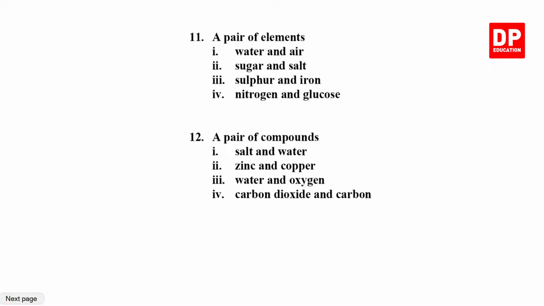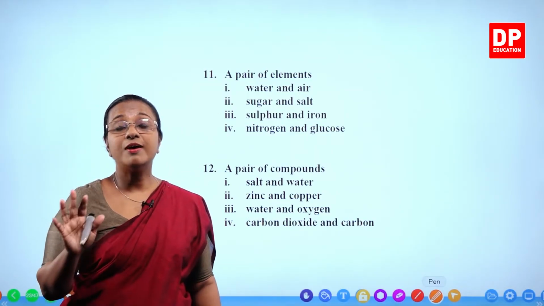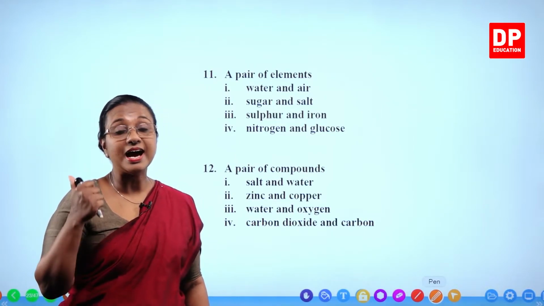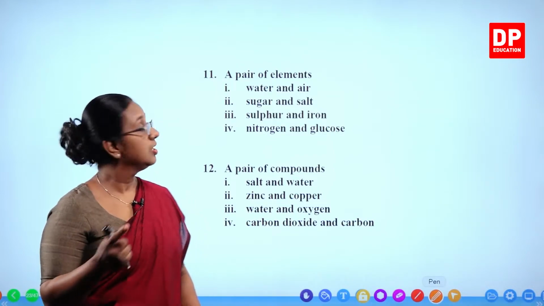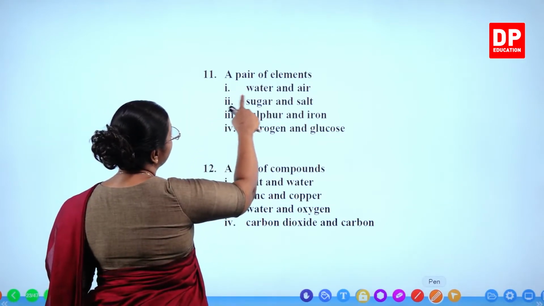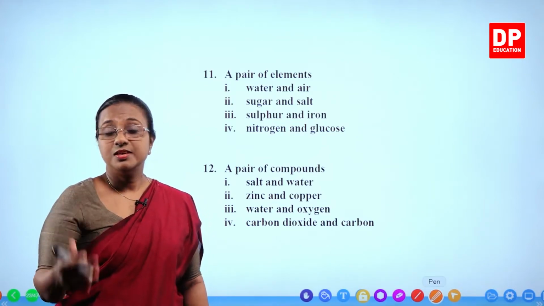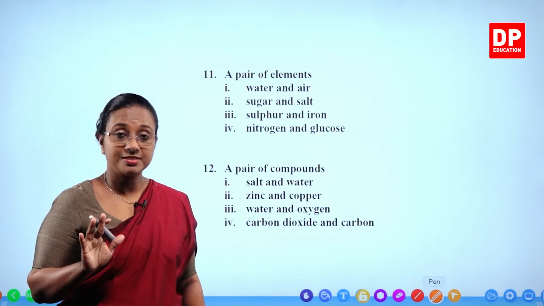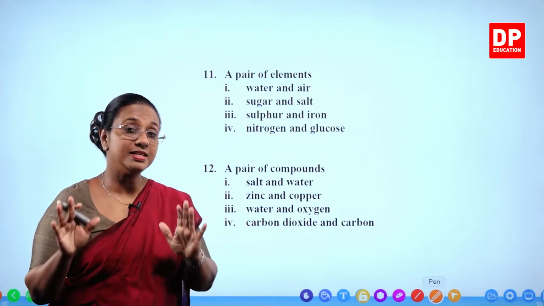Question number 11. So, there the question is a pair of elements. Two substances are given. You have to check whether they are elements or not. So, they should be pure substances, and under that they have to be elements, not compounds, not mixtures. If we look at the answers, first one, water. When you normally say water, we can consider any water. Sea water, tap water, bottled water, all these are mixtures. They are not pure substances. Only if they say pure water or distilled water, that is there in the lab, that means it's pure water.